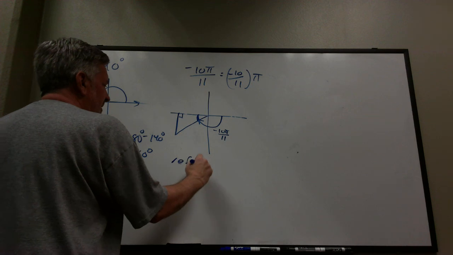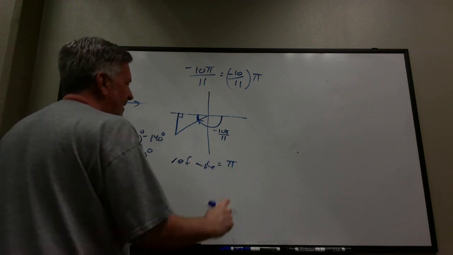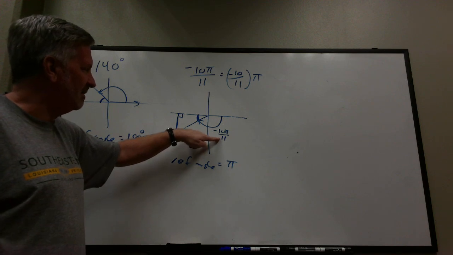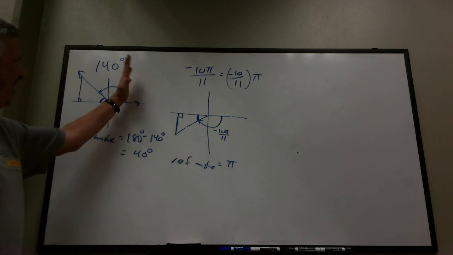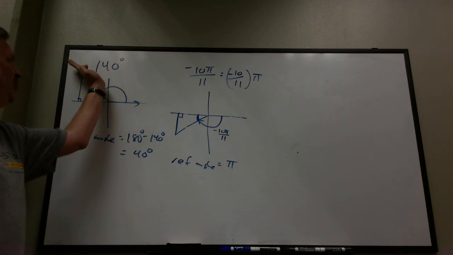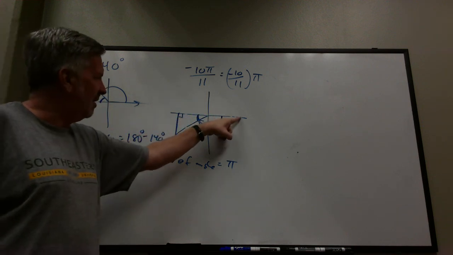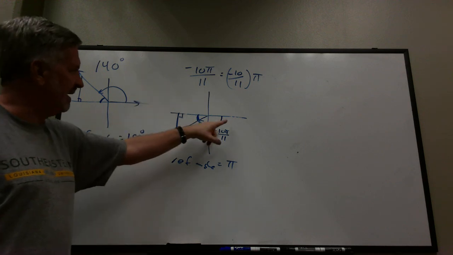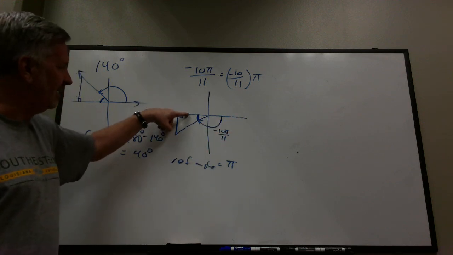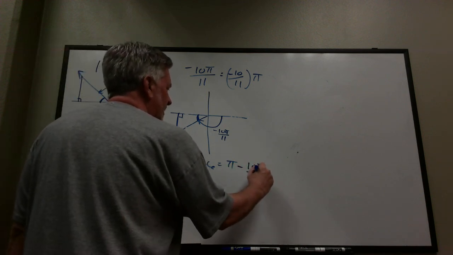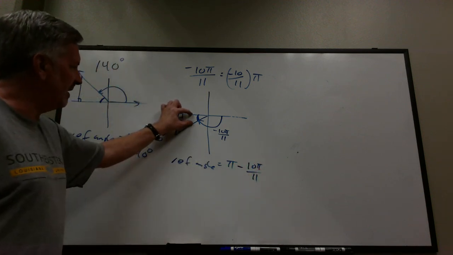So the reference angle here is all the way to pi, and then we've used up 10 pi over 11 of that. Just like we did here, halfway around was 180 degrees, I've used up 140 degrees, so you subtract to get the reference angle. All the way to here, again ignoring the negative, is pi, and I've used up 10 pi over 11. So if I subtract those, that will be the reference angle.